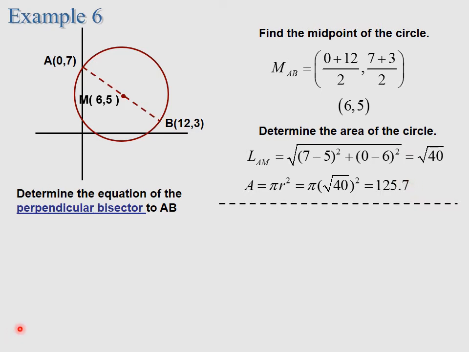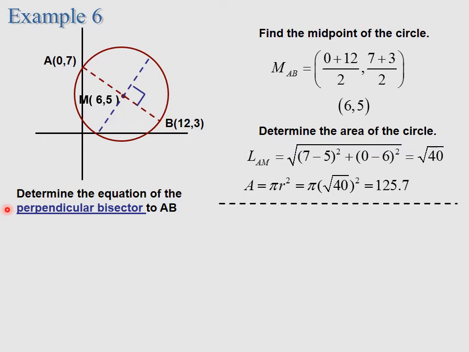Now I've just added an additional question to this, so if you could add this as well. I'd like to come up with the equation of the perpendicular bisector to AB. So here's another definition that you need to know. What is a perpendicular bisector? Well, let's draw it on here.